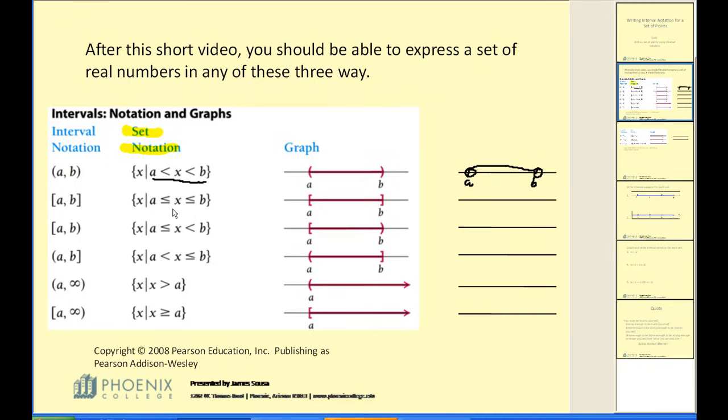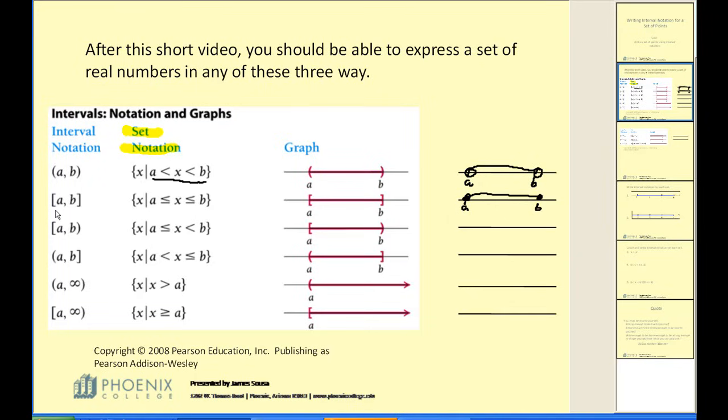If you look at the next row, the only difference is that this is a closed interval because the values of a and b are included in the interval. So this graph would look very similar to the first, except at a you'd have a closed point, and at b you'd have a closed point as well. So closed points are the same thing as a square bracket. These two graphs are equivalent.